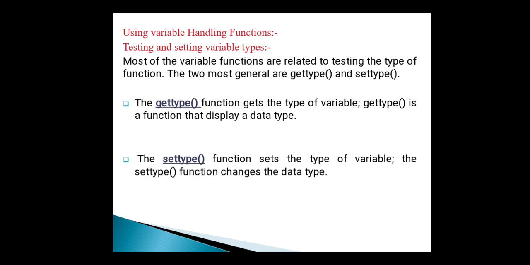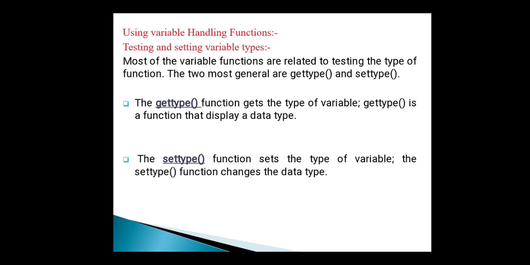Next, using the variable handling functions, testing and setting variable types. Most of the variable functions are related to testing the type of the variable. The two most general are the gettype and settype functions. The gettype function gets the type of the variable. gettype is a function that displays a data type. The settype function sets the type of a variable. The settype function changes the data type. So here the gettype function gets the type of the variable.